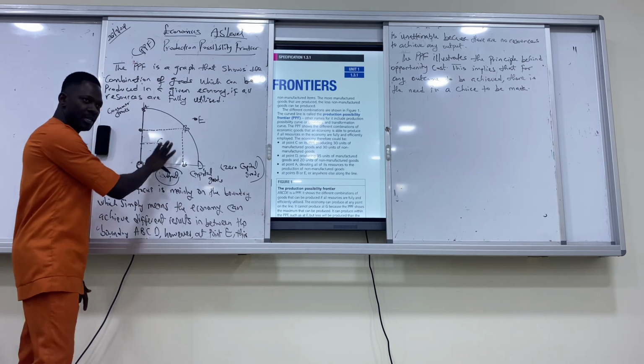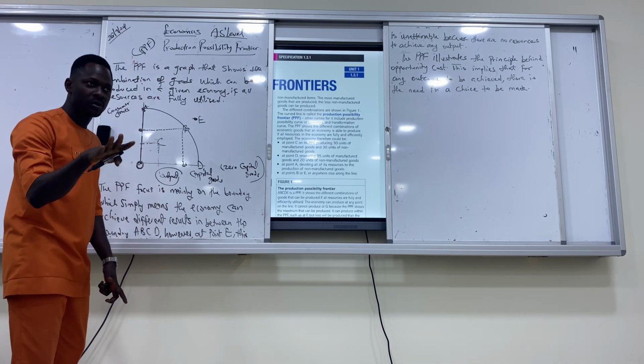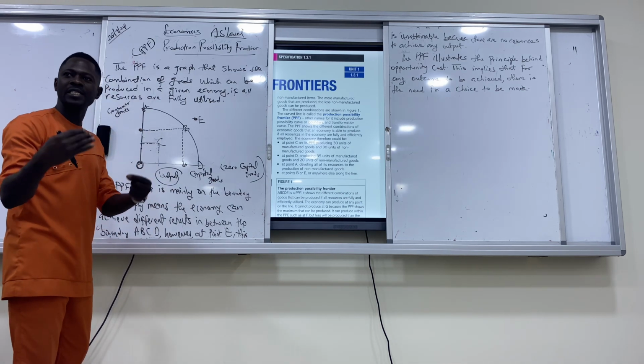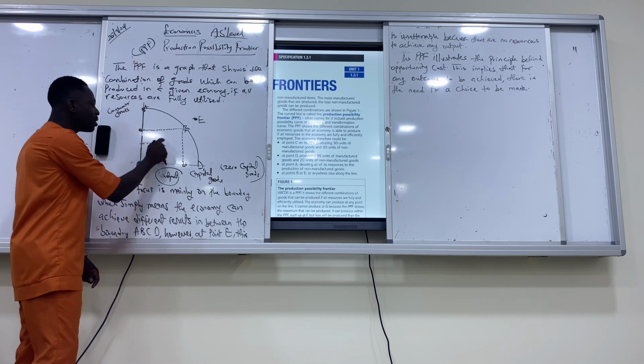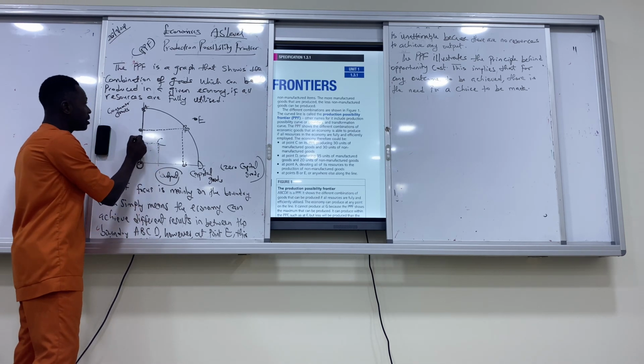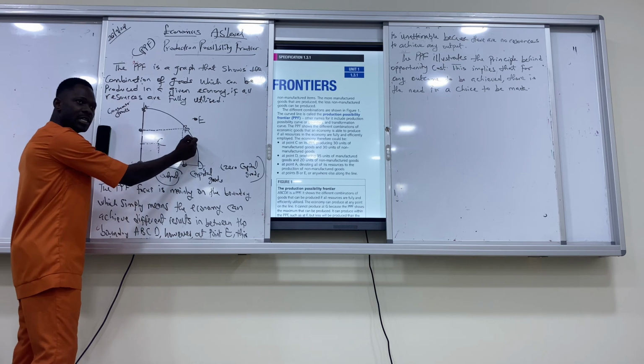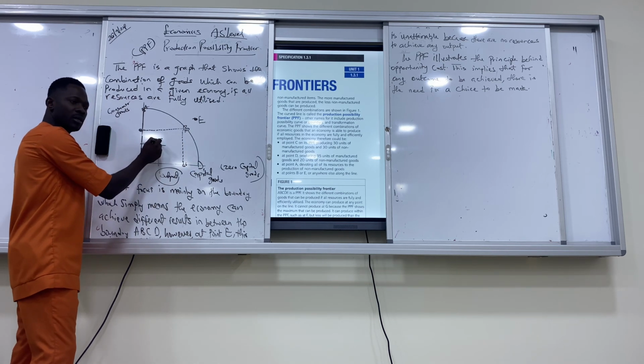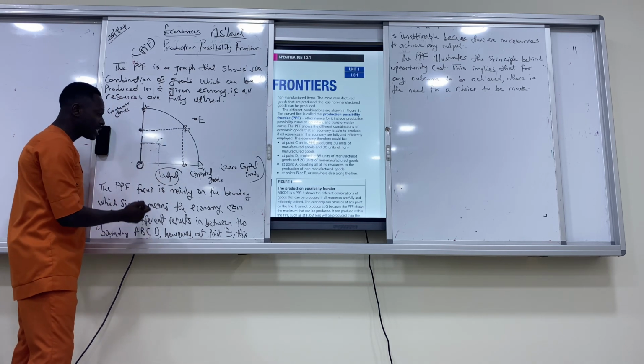So point C is attainable, it's achievable, but it means we are not fully utilizing our resources because we can produce more than what we are producing. This is what we are producing, whereas we can get here, we can get here, but we stop here. Is it clear, please? So that is point C.